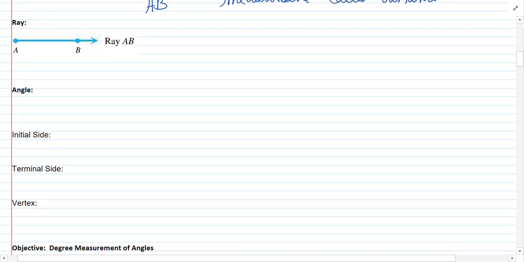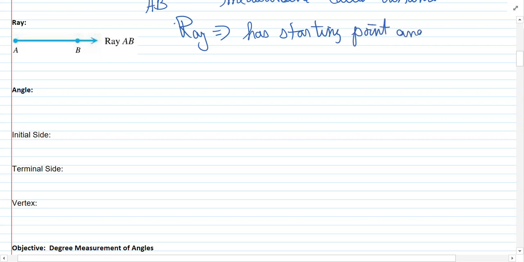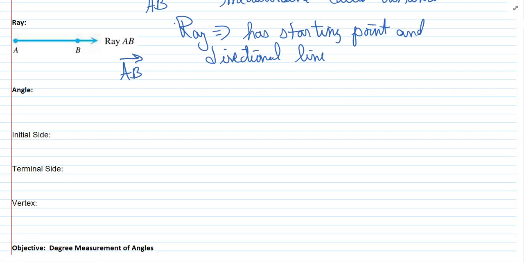Then we have an important one, the ray. The ray has a starting point and a directional line. So we see that a ray AB can be written as this, showing direction. Now, why did we need that background? Because you're saying, I know that. Well, of course you do.